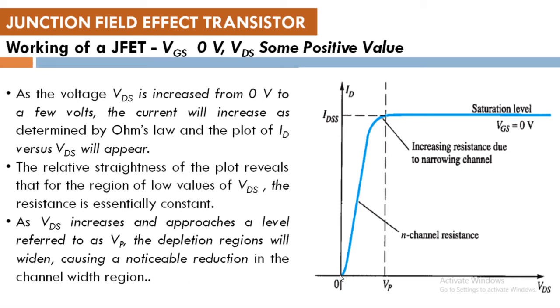So as the voltage VDS increases very slowly, just look before VP, this particular plot remains almost straight, which shows that the n channel resistance is almost the same. But as it reaches Vp, usually Vp is called the pinch off voltage, we can see the depletion region will widen.